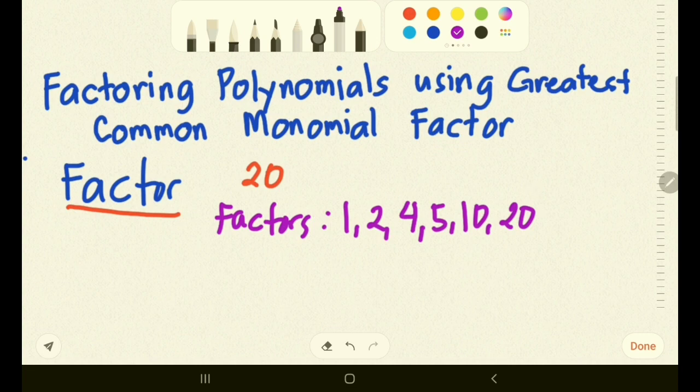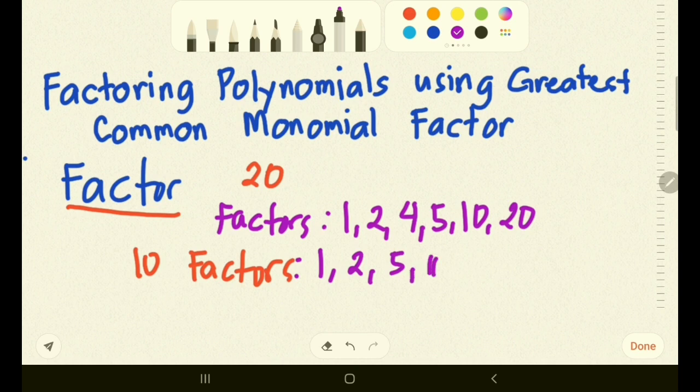Let's have another example. How about 10? Let's find the factors of 10. Again, a factor is a number or algebraic expression that divides another number or expression evenly, with no remainder. Of course, 1. 1 is a factor of any expression or any number, actually, class. 2, yes. 10 divided by 2 is 5. 5. 10 divided by 5 is 2. There's no remainder. And lastly, 10. The factors of 10 are 1, 2, 5, 10.